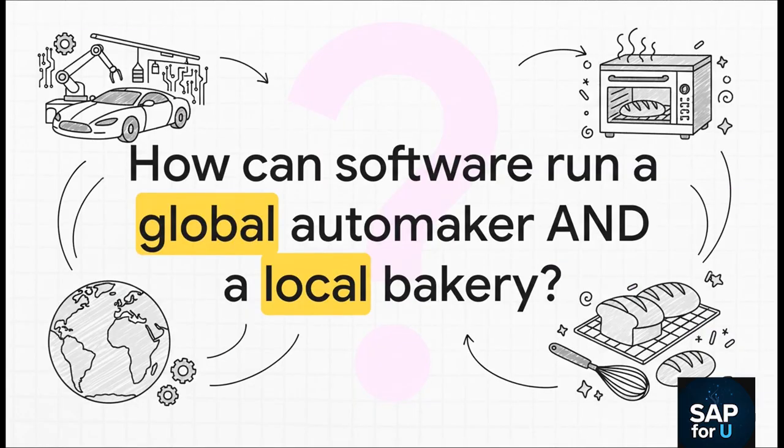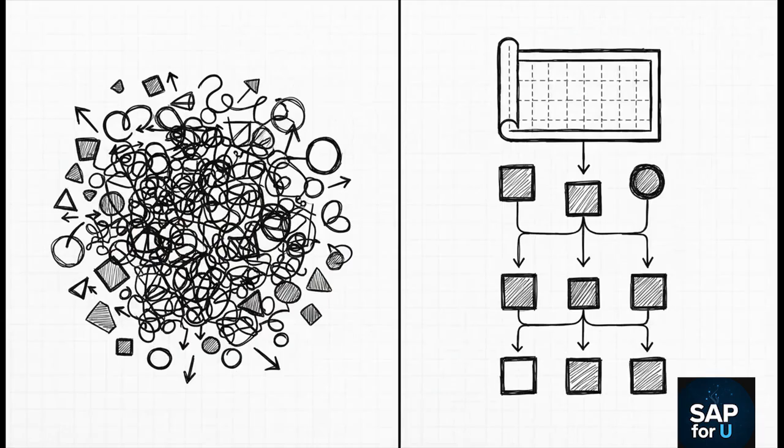I mean, think about it for a second. How on earth can the same piece of software run a massive global car manufacturer and also a small local bakery? It seems impossible, right? The scale is just completely different. That's the real challenge, making a standard system feel custom-built for everyone. And here's the secret. It's not just chaos, it's not a free-for-all. There's a structured, predictable method for doing this.